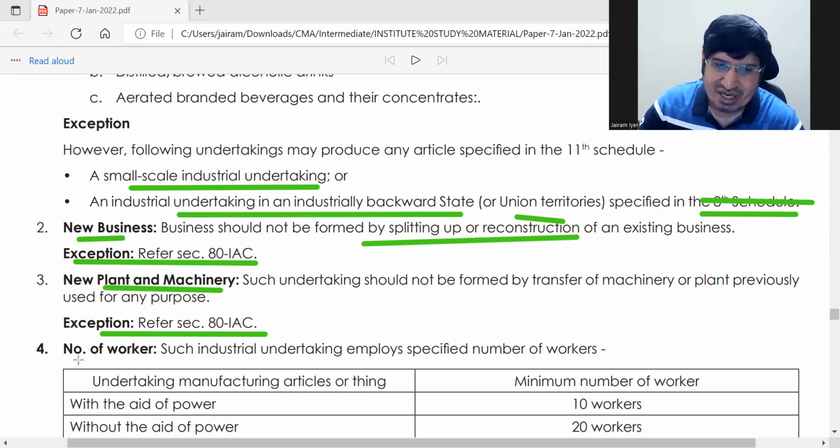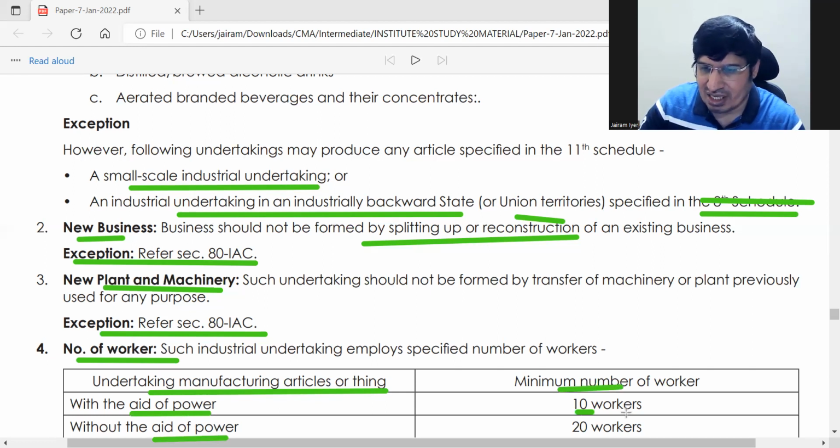Then the number of workers. There is a specification of the number of workers for an undertaking manufacturing articles or things with the aid of power or without the aid of power. With the aid of power, the minimum workers should be 10. Without the aid of power, the minimum workers should be 20. Only then will you get the deduction.